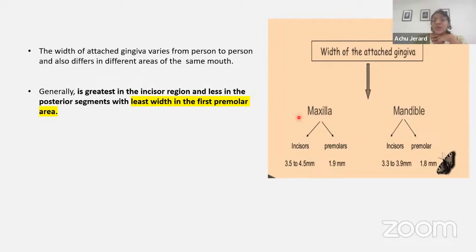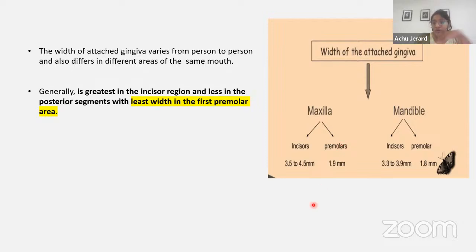Okay. So in the maxilla, you have incisors. That is the maximum width of attached gingiva that could be seen, 3.5 to 4.5 mm. Whereas in the mandible, the incisor region, it is 3.3 to 3.9 mm. And the least width is seen in the premolar region. Okay, maxillary premolar region, 1.9 mm. And mandibular premolar region, it is almost 1.8 mm. So these are the values.